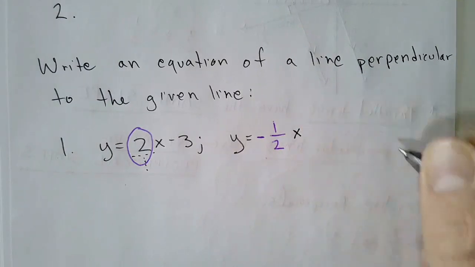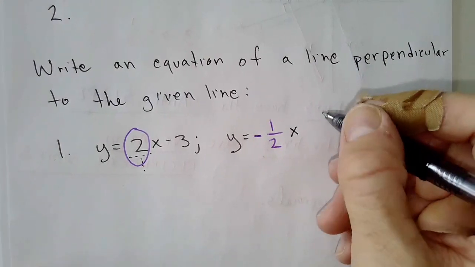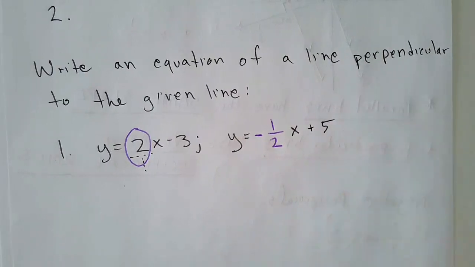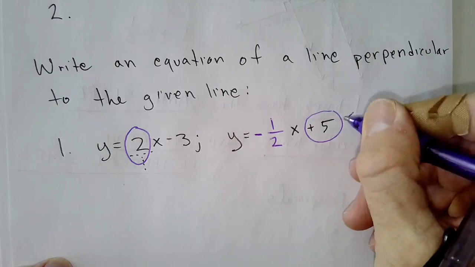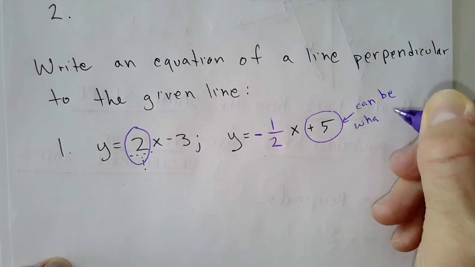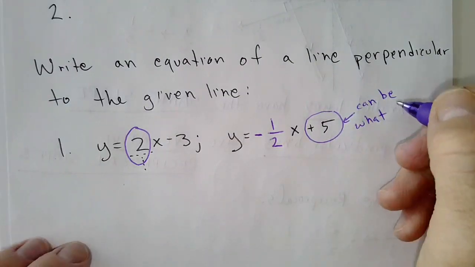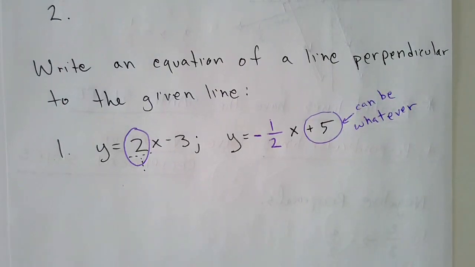And I'm going to just write it in slope-intercept form, y equals mx plus b. And then my y-intercept can be whatever, okay? In this case, for perpendicular, this y-intercept can be whatever you want. Or you don't even have to write one, and it's 0 in that case.